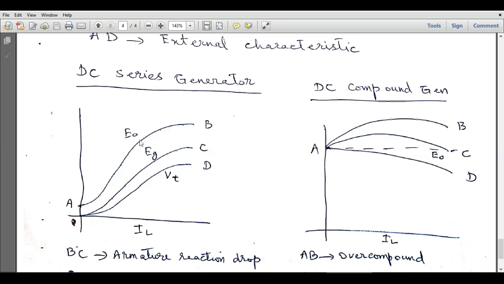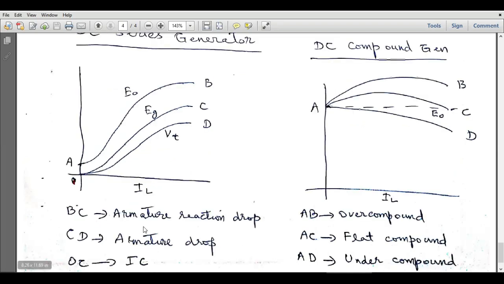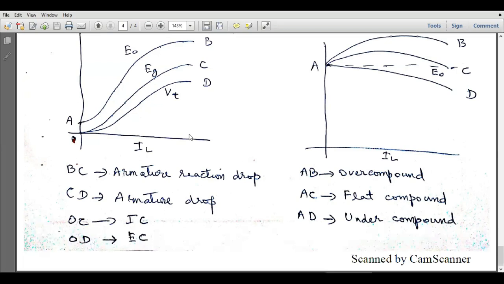Here E naught is the no load voltage. EG is the generated EMF in the armature, and EG is smaller than E naught because EG is the induced EMF at load, and E naught is the induced EMF at no load. And this difference is due to the armature reaction drop, and VT is the voltage available at the terminals of the DC generator, and this voltage is even smaller due to the voltage drop across the armature windings. So BC is the armature reaction drop, CD is the armature winding drop, and OD is the external characteristic.